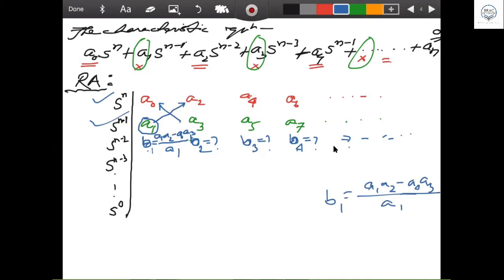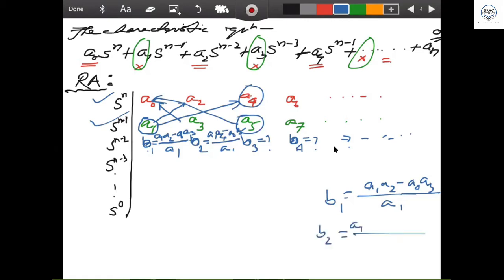And in a similar way, he can find the B2 value. If you follow the same way, B2 will be A1 into A4 minus A0 into A5, divided by the same one, A1. So B2 will be A1 A4 minus A0 A5 divided by A1. This is how B2 should be calculated.